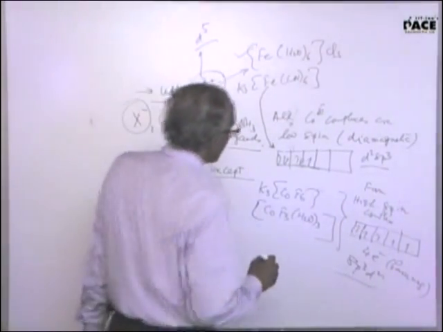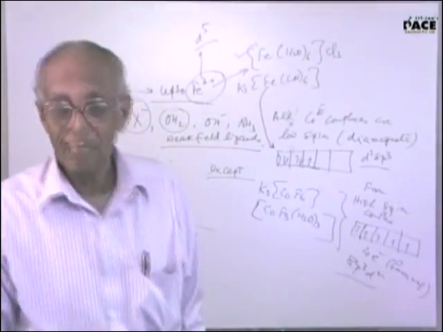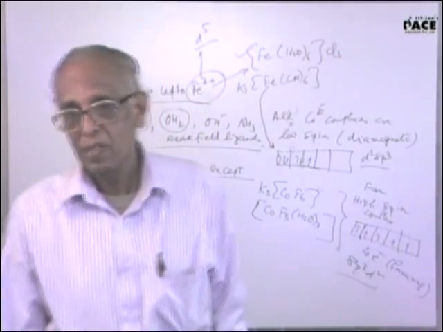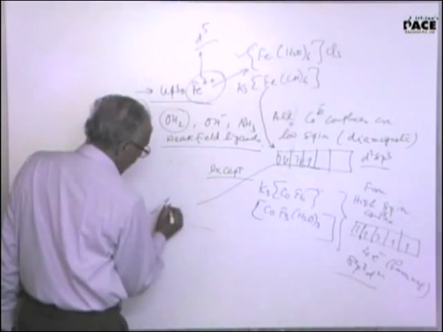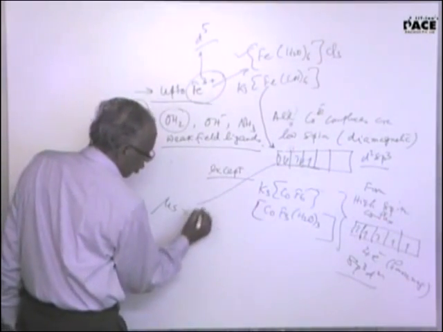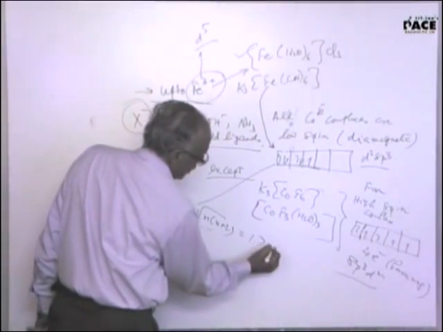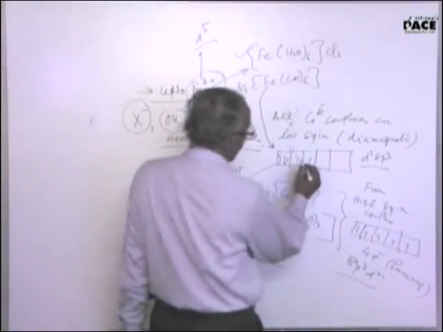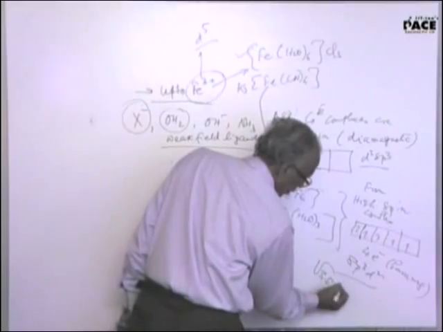So how do I differentiate whether the pairing has taken place or not? By measuring the magnetic moment. This one will have mu spin equal to root over n into n plus 2, which is 1.73 Bohr magneton. Whereas here, it will be root 35 Bohr magneton.